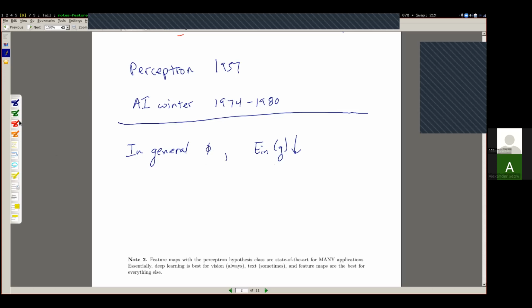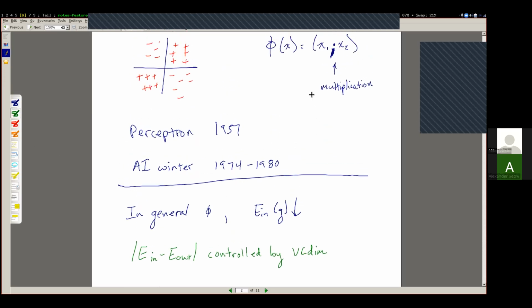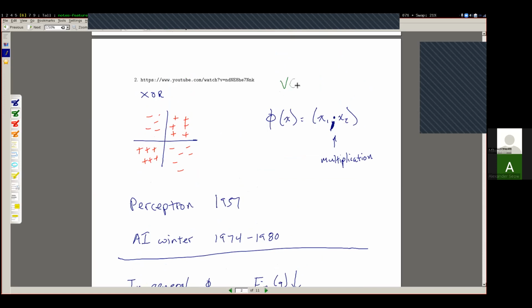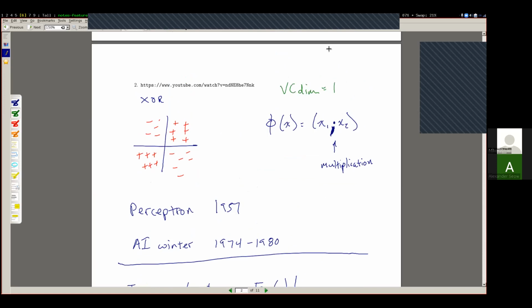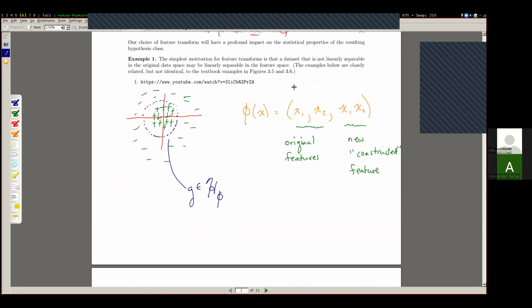And if you pick a feature map that has a small VC dimension, then you can control the generalization error, E_in minus E_out. The generalization error is controlled by the VC dimension. And we know the generalization error of the problems we just saw. We know their VC dimension because we know the number of features. In particular, right here, there's only one feature, so the VC dimension is going to be 1. Up here, there were 3 features, VC dimension equal to 3.